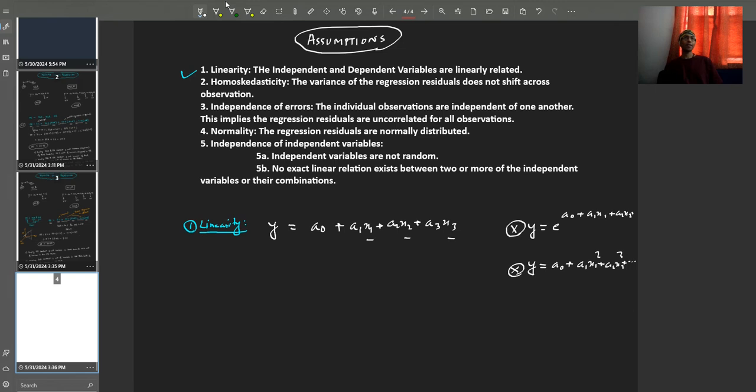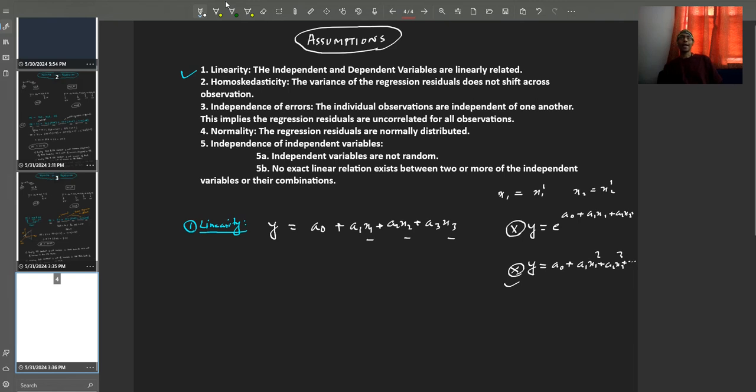Now what is the difference? Clearly we can see, friends, here the variables are raised to the power of 1. x1 basically means x1 to the power of 1. x2 basically means x2 to the power of 1. In the polynomial example, the second example, we can see x1 square, x2 cube. So this violates the linear relationship.